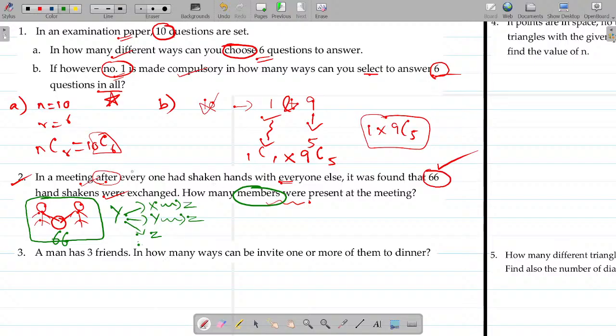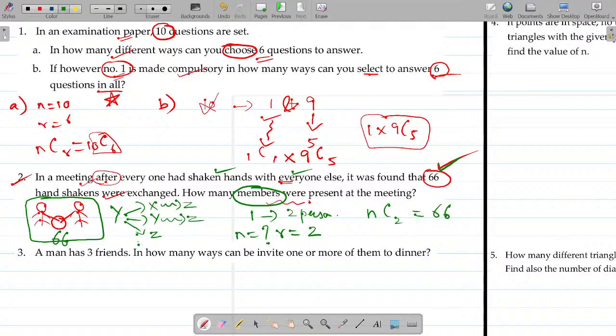See, it's clearly given that everyone has shaken hands with everyone else. I'm not shaking hands with my own hand; I'm giving my hand to another one. So shaking of hands is with two persons. For one handshake, we need two persons. So you need to find n. R is known, which is 2. And the total number of handshakes given is 66. So the hint here is NC2 is equal to 66.